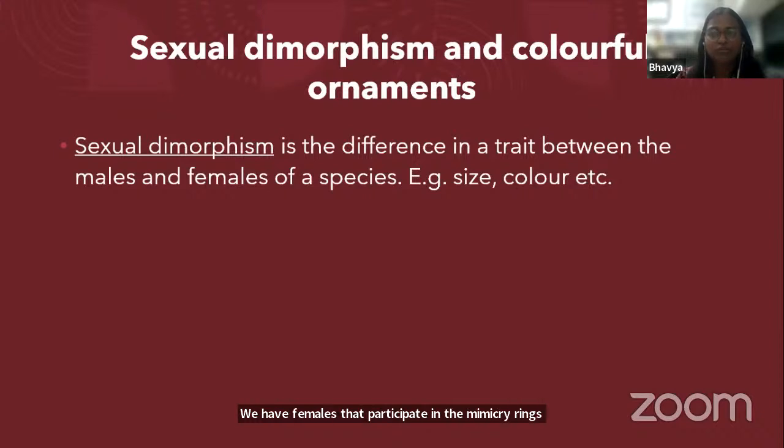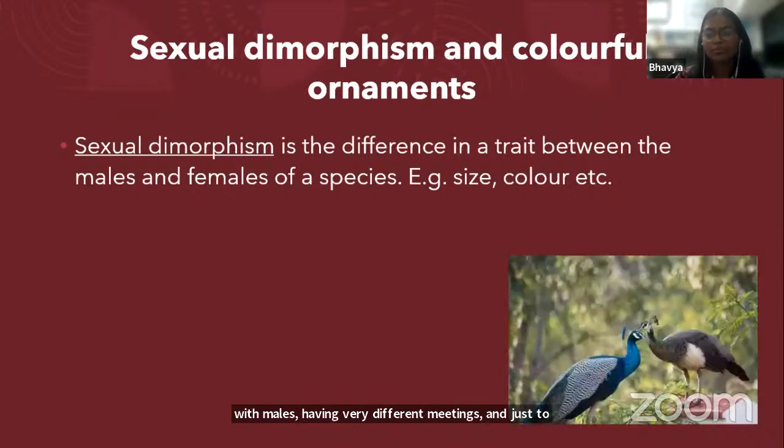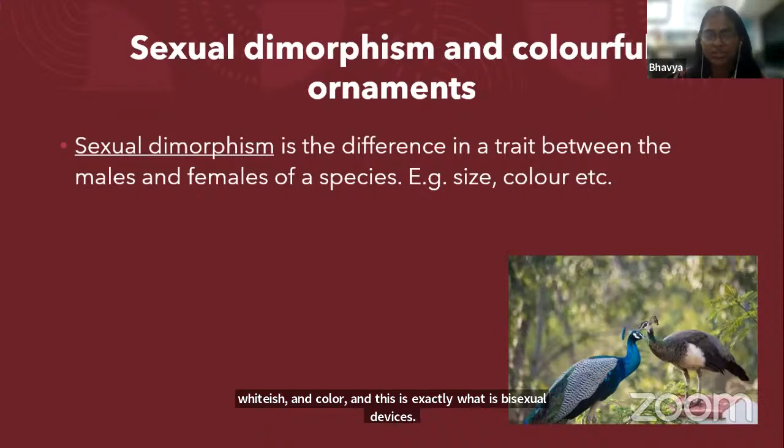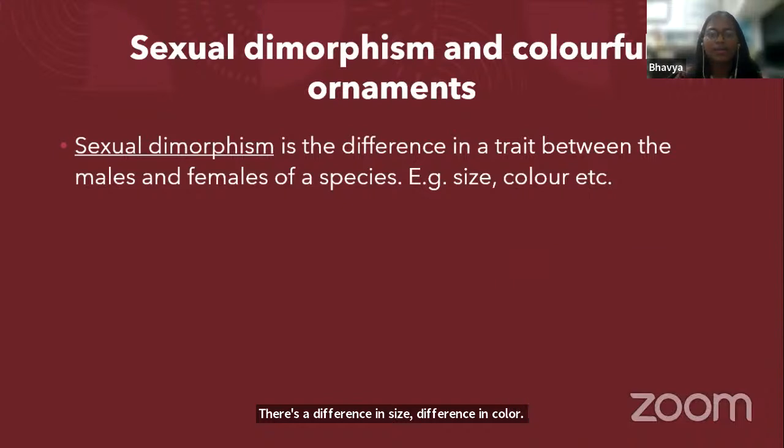And just to have a more common example, the peacock that we all know of, the males are very blue and they have a bright color of feathers behind them, and they are also larger in size. But the peahens are very small and usually brownish or whitish in color. And this is exactly what is meant by sexual dimorphism. There's a difference in size, difference in color, there could be difference in other characteristics as well.